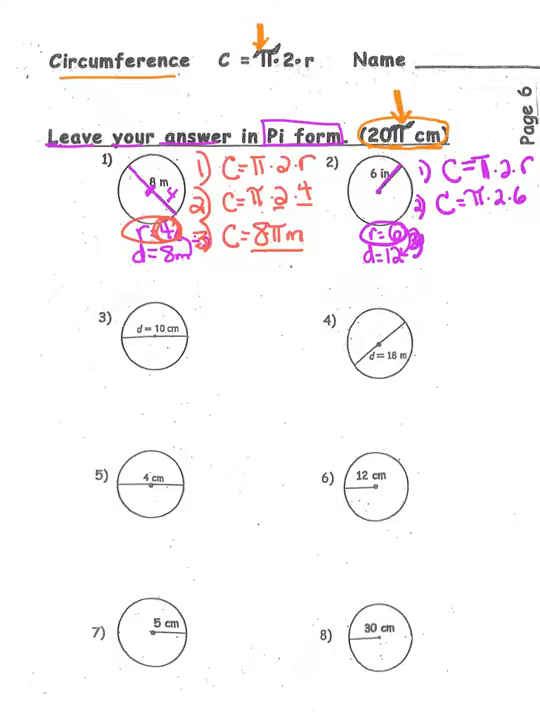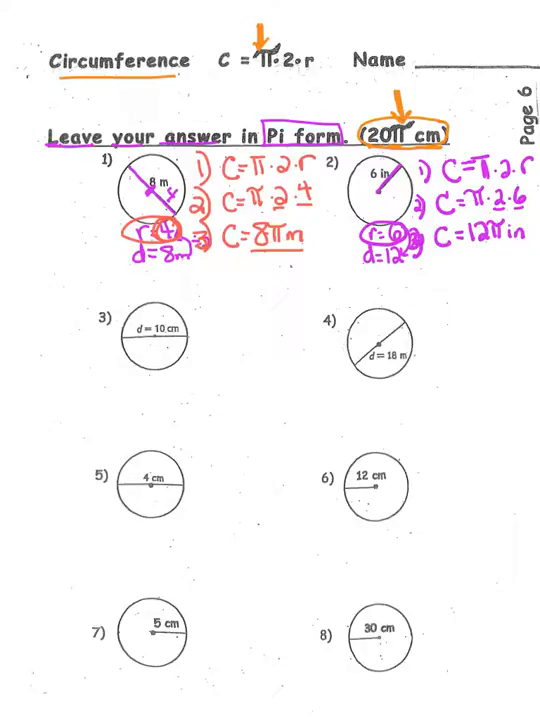Now, it's a matter of housekeeping. Let's simply multiply 2 times 6. 2 times 6 is 12, and we're going to write 12 pi, or 12 times pi, inches. That represents the circumference around the circle in pi form, meaning we're leaving the pi symbol embedded in the answer.